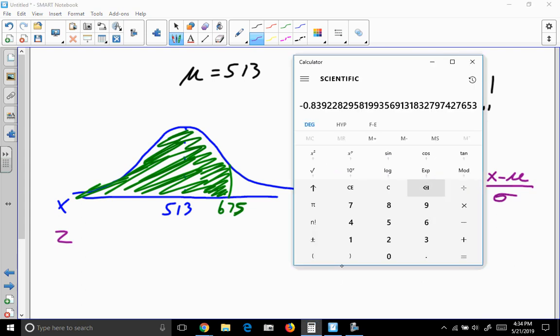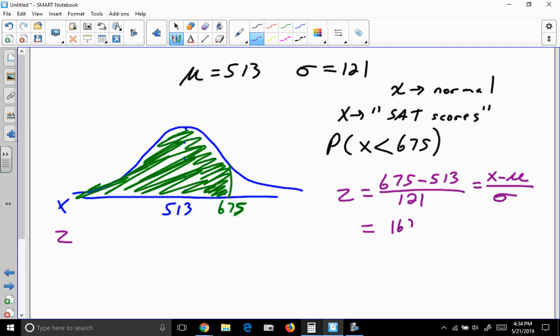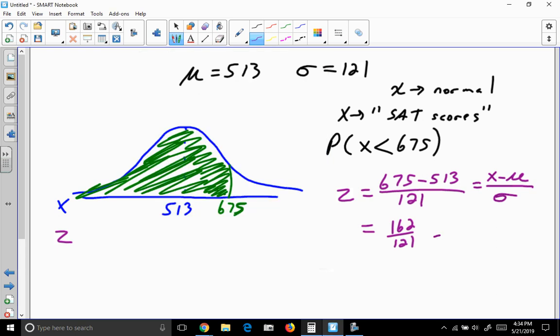So 675 minus 513 is 162. Divide that by 121. That's 1.34. So that is the Z value that corresponds to 675. Now we want to find our area.